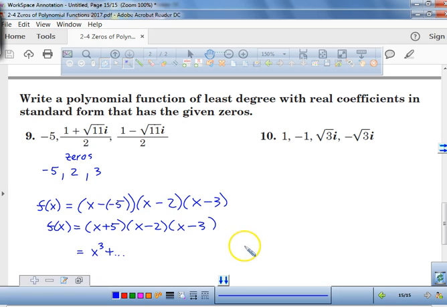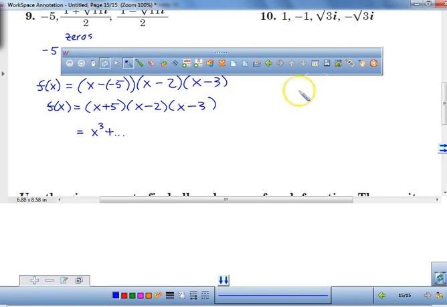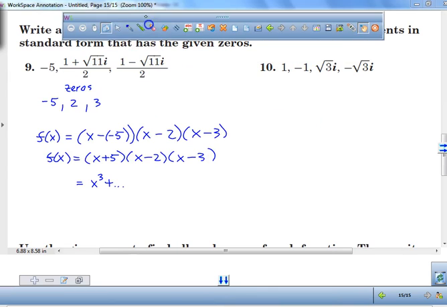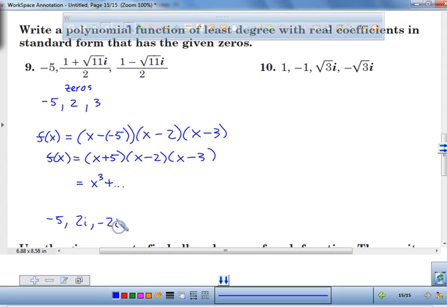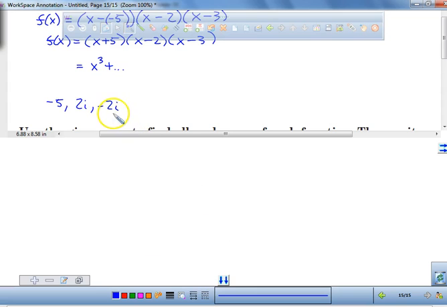Now, this is where it gets tricky. Because now, you'll notice, that's going to be easy because it's going to be an x plus 5. What makes this problem difficult is we have an irrational number and we have a letter i, which represents an imaginary number. So we're going to do another quick example of what you would have to do to set it up. So right now, what if I had a -5, I had a 2i, and a -2i? How would I set that up?